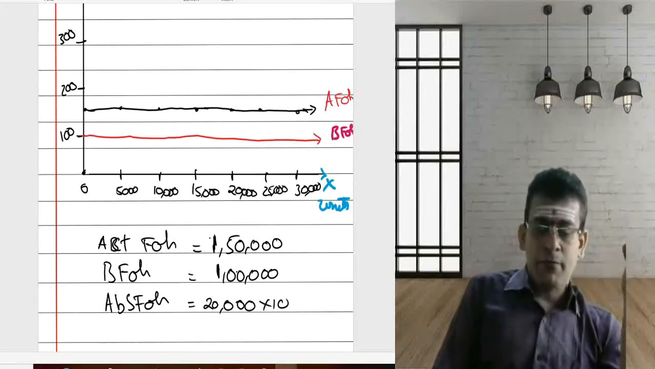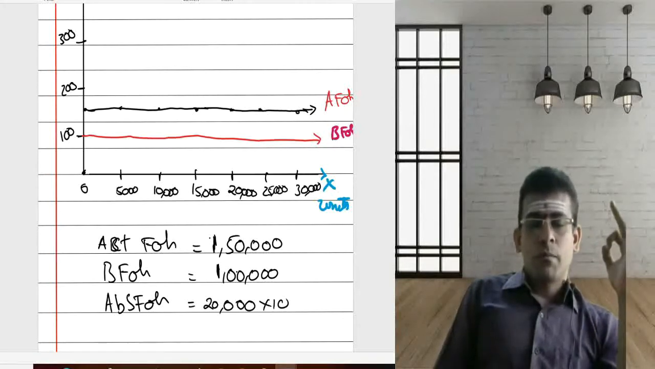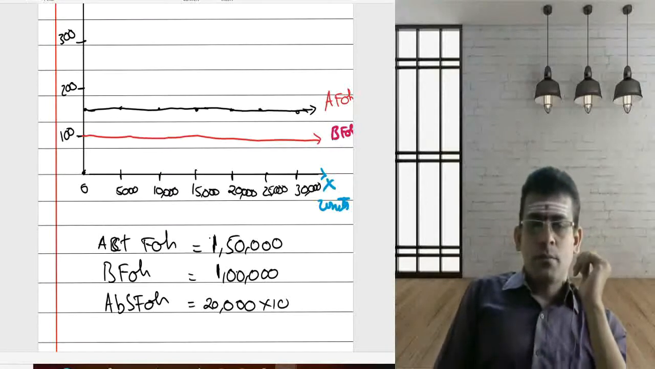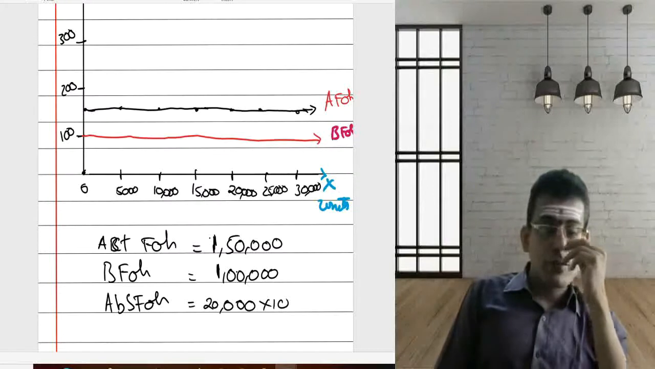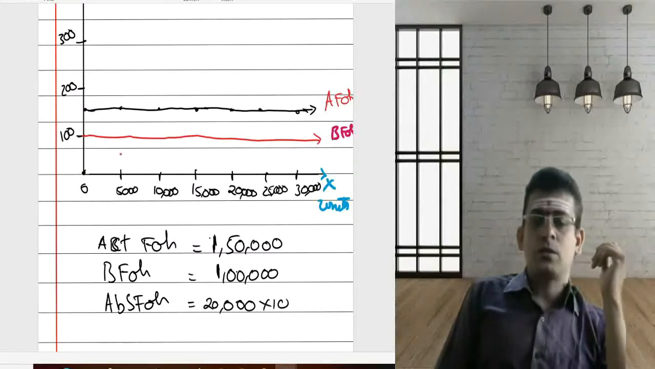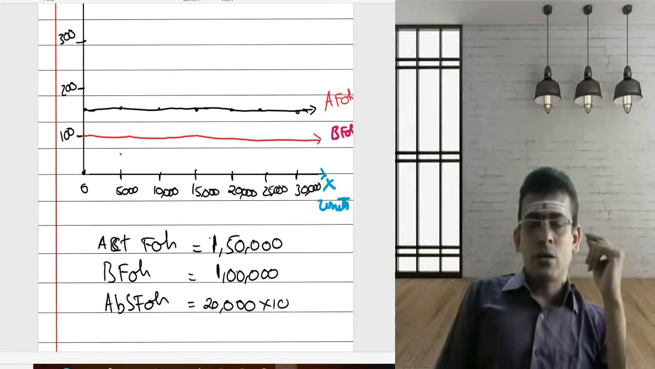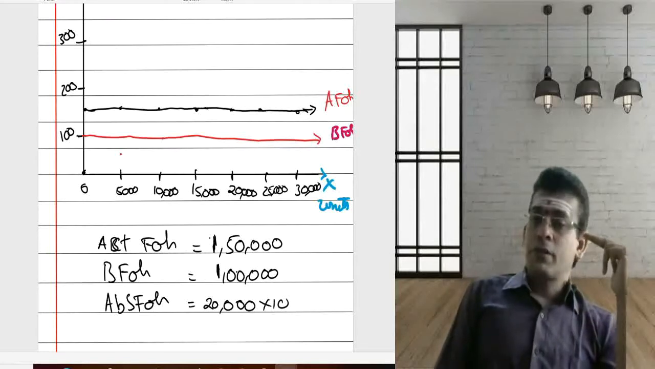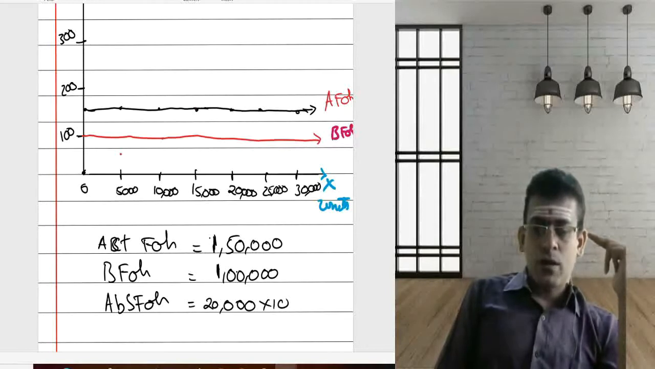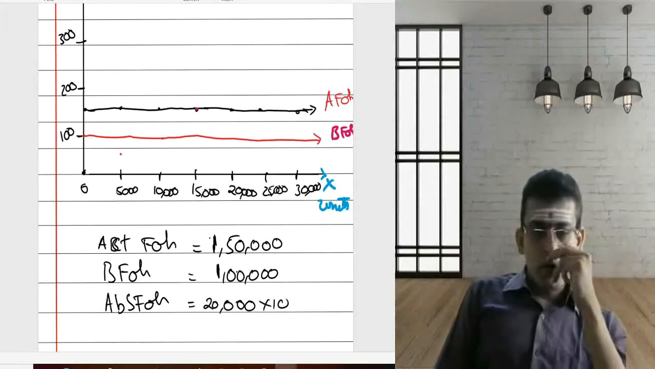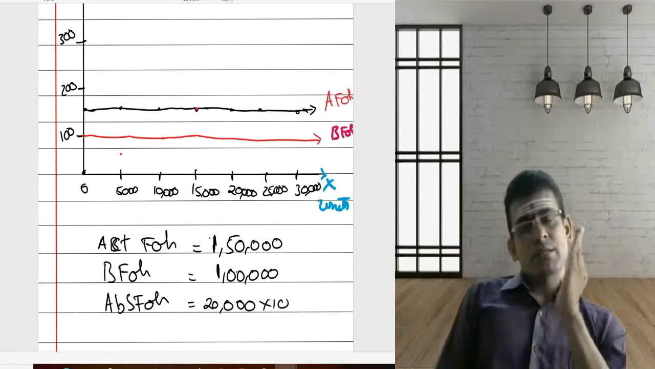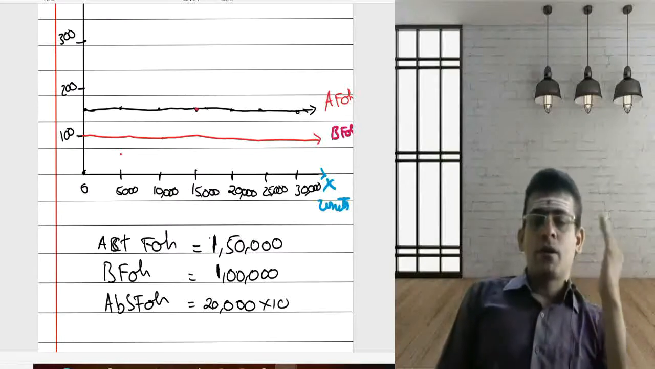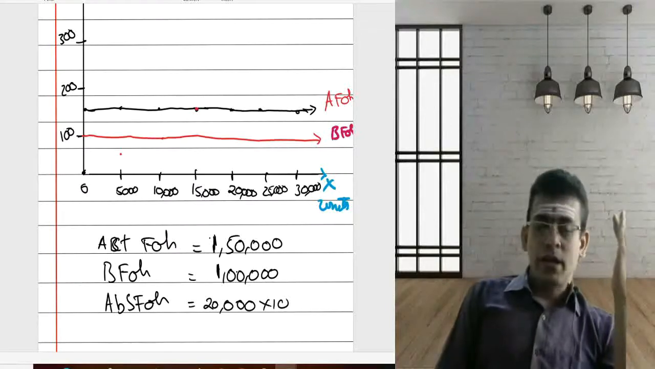So now let us put a line here. If I produce 0, my absorbed cost is going to be 0. If I produce 5,000, 5,000 into 10 gives 50,000. If I produce 10,000, 10,000 into 10 is 1 lakh. If I produce 15,000, 15,000 into 10 gives 1 lakh 50. So this absorbed overhead is increasing along with the output. If I produce 25, my cost will be 2 lakh 50, and it keeps on increasing.